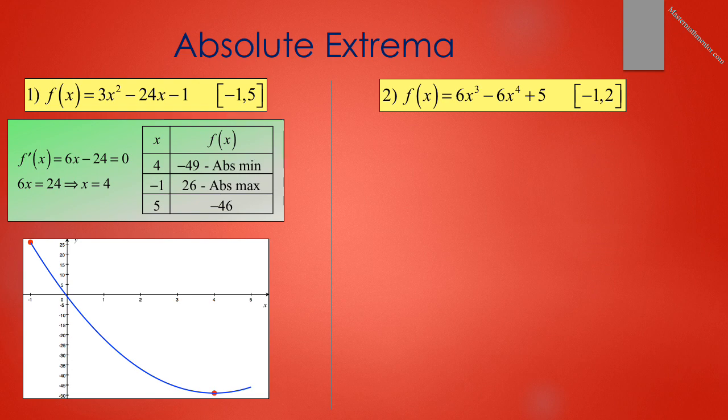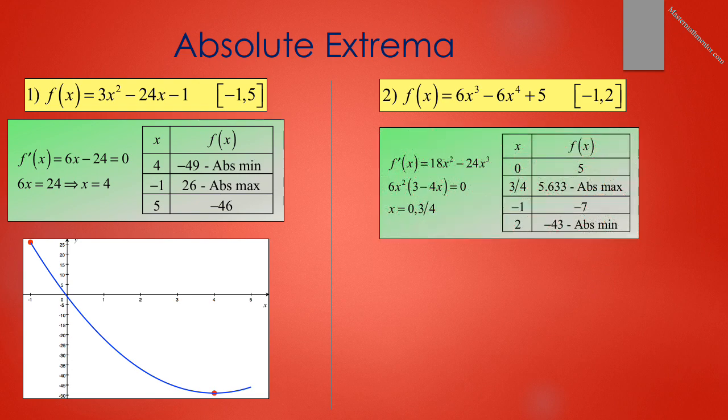In 2, we have f of x equals 6x cubed minus 6x to the 4th plus 5 on the interval negative 1 to 2. Our first derivative is 18x squared minus 24x cubed. And set equal to 0, we get 6x squared times the quantity 3 minus 4x is equal to 0, giving x is equal to 0 and x is equal to 3/4. So there are 4 candidates, x is equal to 0 and 3/4, and the 2 endpoints, negative 1 and 2.